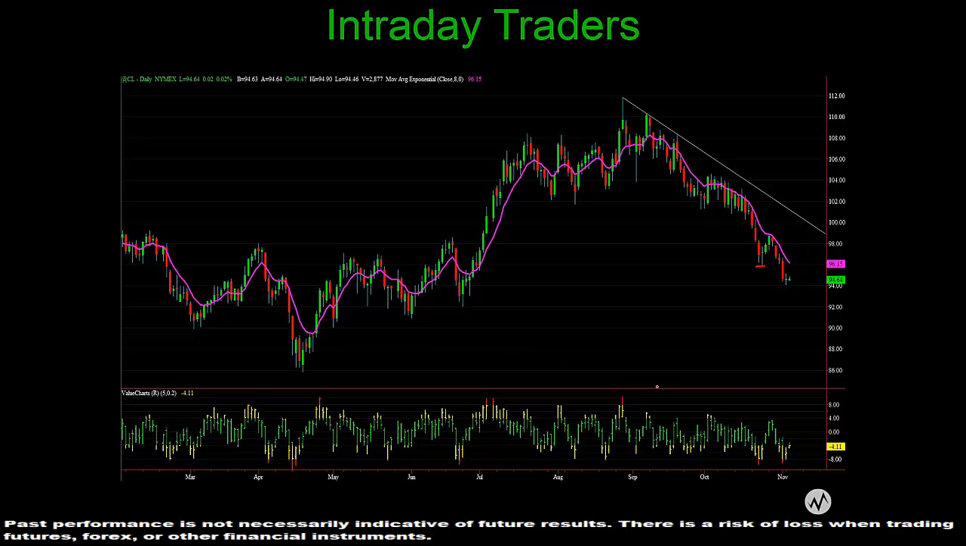The indicator down below, this is just value charts. I like using candlesticks. They give me a lot better visual than the bar chart, and that's basically what value bars is down here, but I can see it relative to a candle. That's all.